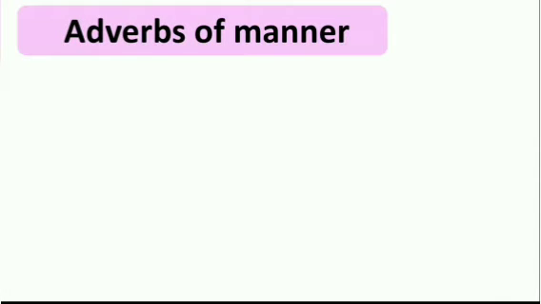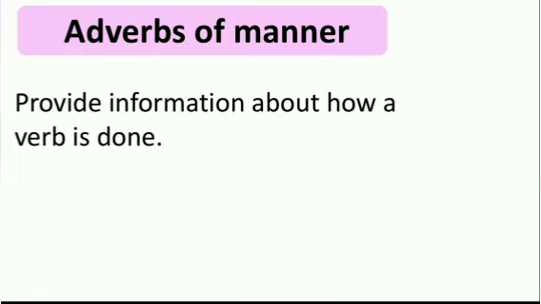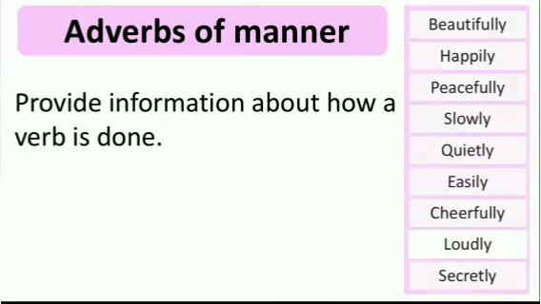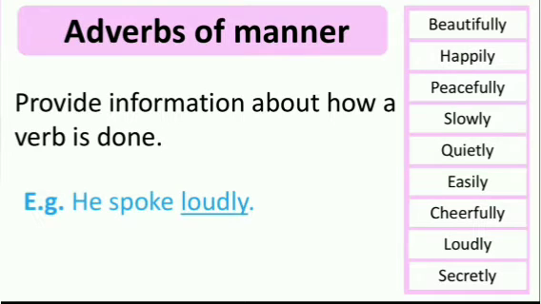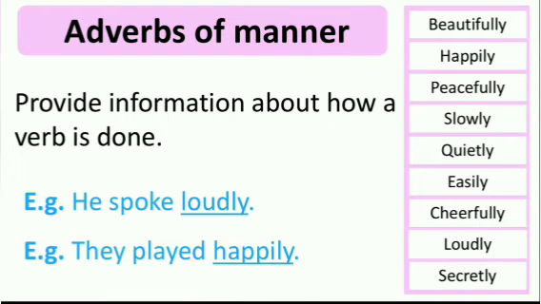Adverbs of manner. These adverbs provide information about how a verb is done. This includes beautifully, happily, peacefully, slowly, quietly, easily, cheerfully, loudly, secretly. For example, he spoke loudly. They played happily.